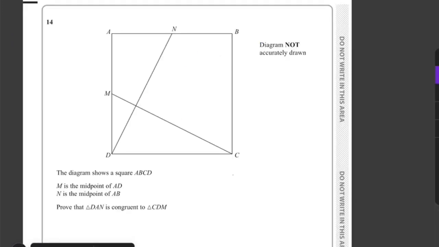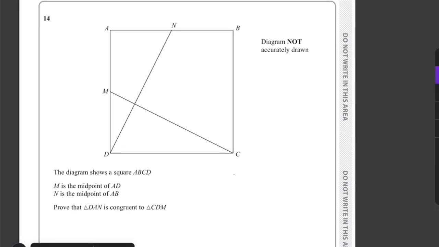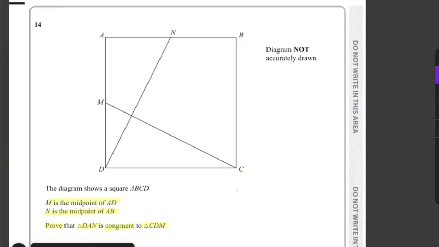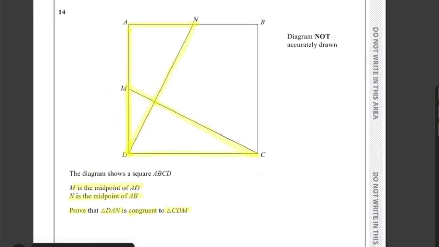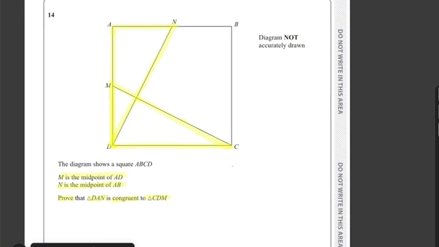Okay, so this is the next question. Let's read it out. The diagram shows a square ABCD. M is the midpoint of AD, N is the midpoint of AB. Prove that DAN is congruent to CDM. Both are triangles. Let's check which one they're talking about. So they said triangle DAN. So DAN. Okay, this is a triangle. Then they say CDM. So CDM. Perfect. So based on the question, we have to identify the triangles and compare the corresponding sides.